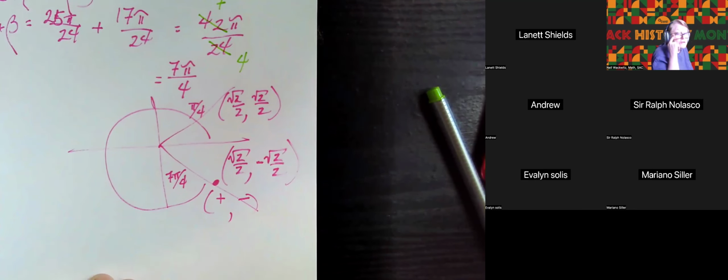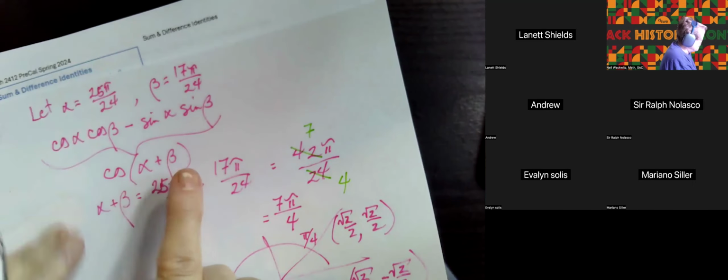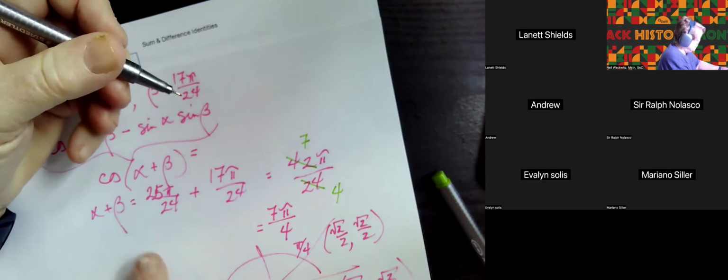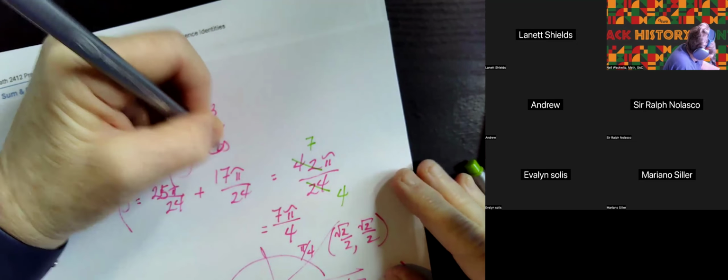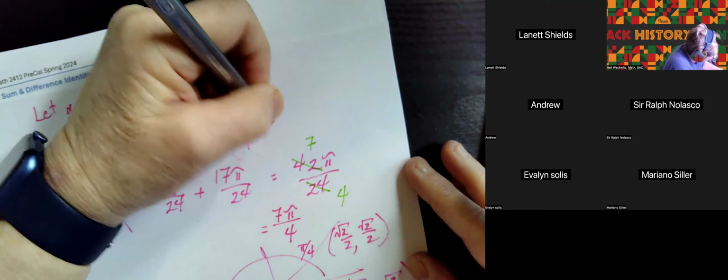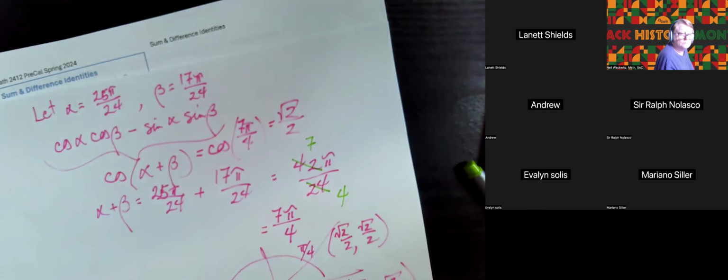And that means that the cosine is? The cosine is square root 2 over 2. Very good. So we said that we were trying to find the cosine of alpha plus beta, and we showed that alpha plus beta was just 7 pi over 4. This is the cosine of 7 pi over 4, and that is just square root of 2 over 2.